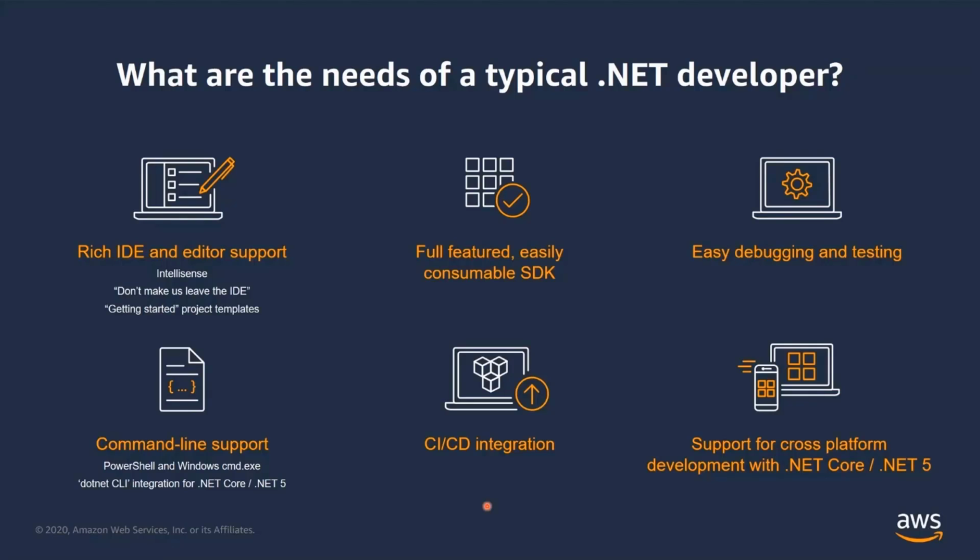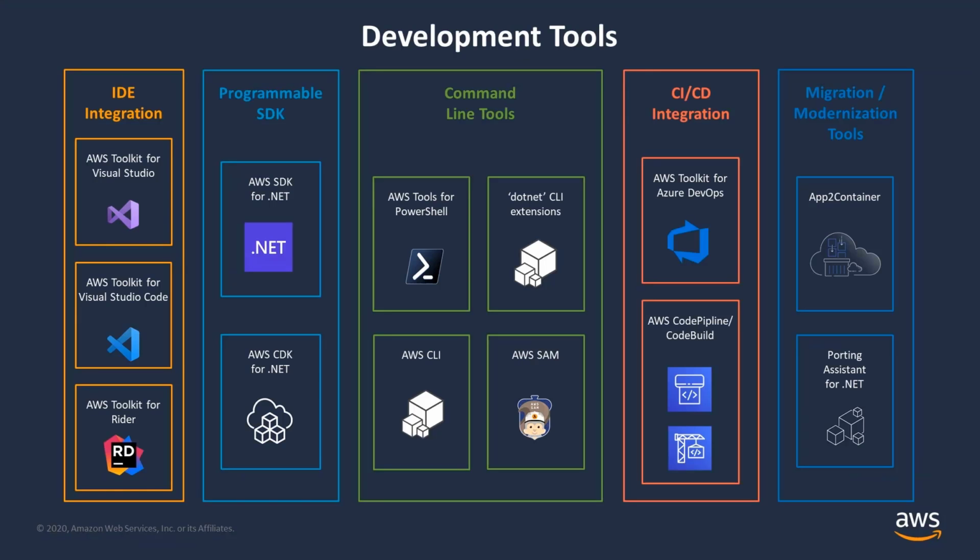So here are some of our offerings. On the first column here, we have the IDE integration options. We have our AWS Toolkit for Visual Studio, our Toolkit for Visual Studio Code, and our Toolkit for Rider. I'll show some examples of those in just a minute. From a programmable SDK, we have our AWS SDK for .NET, and we have our AWS CDK for .NET. Again, showing slides on those in just a minute.